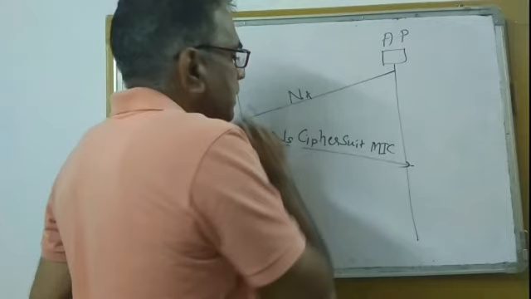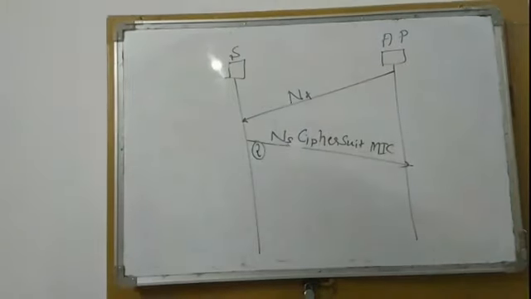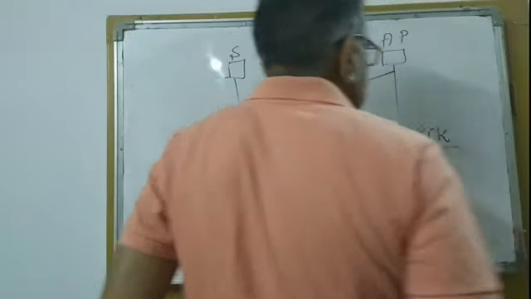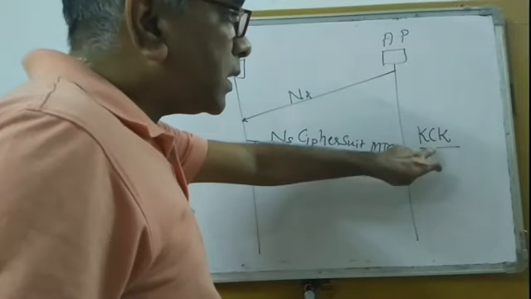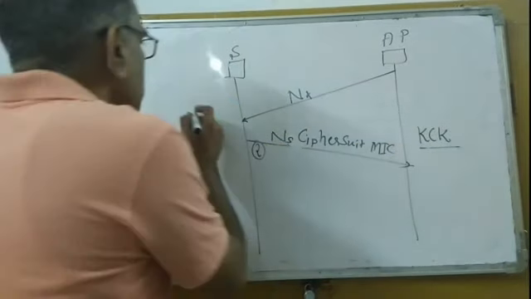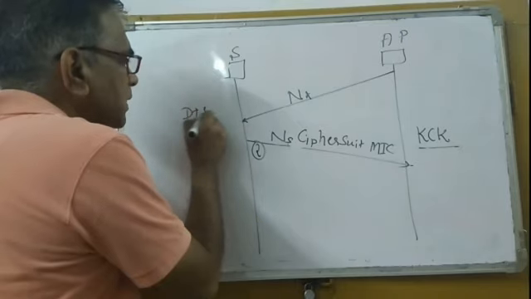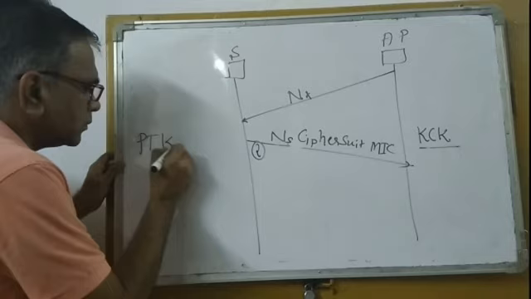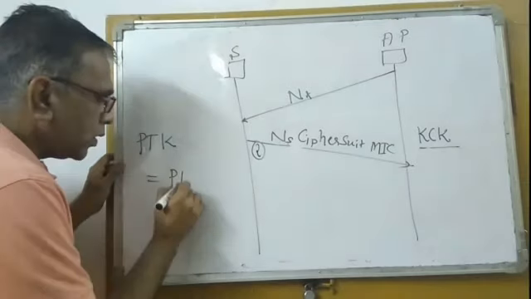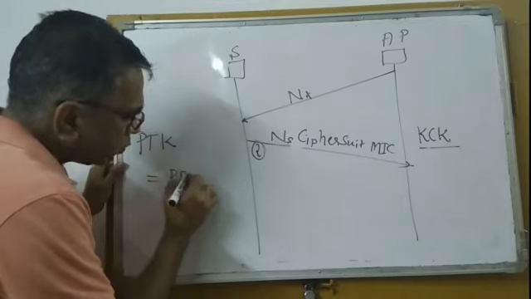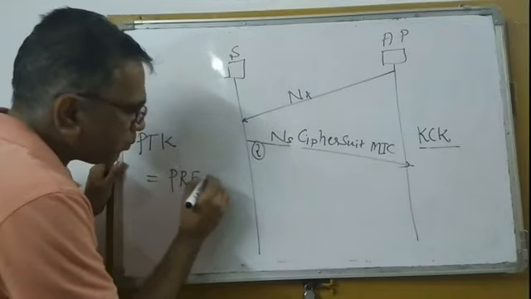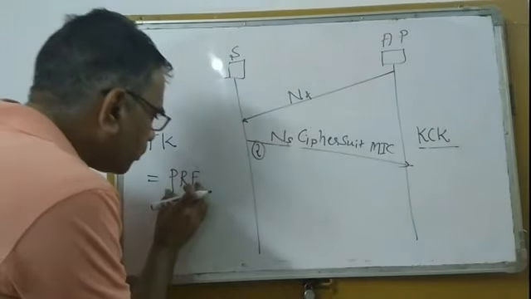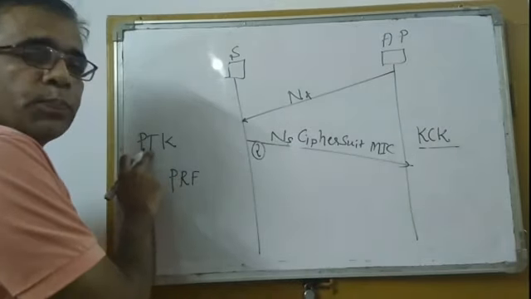Now this MIC, message integrity check, is going to be generated with the help of KCK. Now the KCK comes into the picture. I said these are the things and how they have to be generated. As I said, PTK is generated with the help of PMK, as it was told. This is obtained with the help of the pseudo random function, PRF. I am just writing it as PRF, pseudo random function.